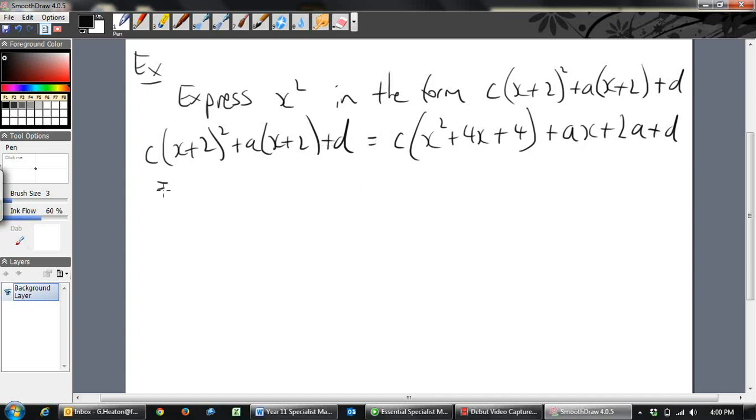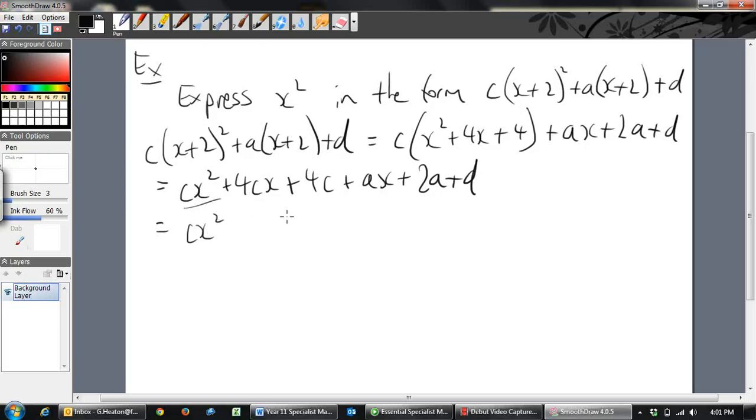And what I'll do is just start collecting it. I'll do one more step, I'll just say so no one can yell at me. cx squared plus 4cx plus 4c plus ax plus 2a plus d. Okay, now let's pull everything together. Let's look, where's our x squared? Well, we've just got that x squared there, so that's going to leave that as cx squared there.